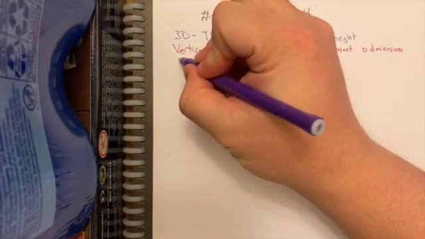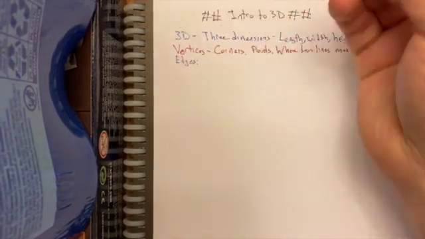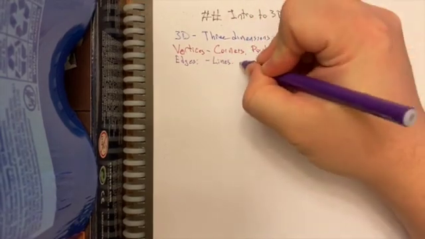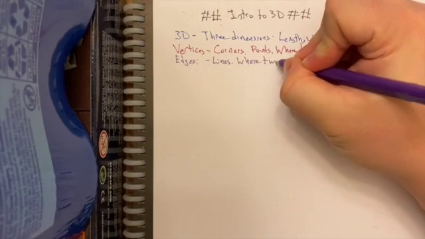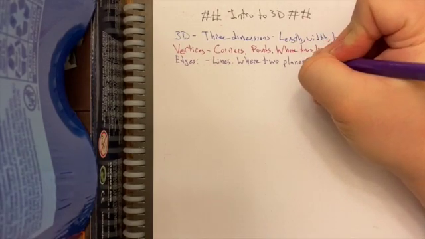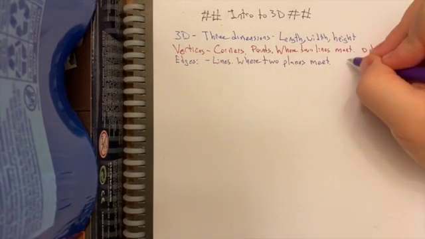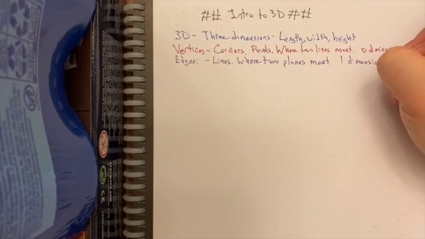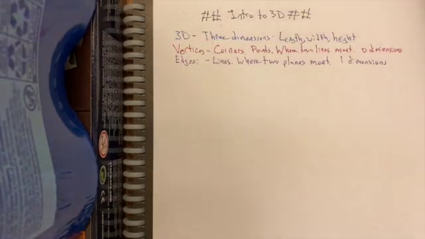Secondly, we have edges. Those are lines. And it's where 2 planes meet. One-dimensional. Right, it just goes that way. I meant for it to roll that way.